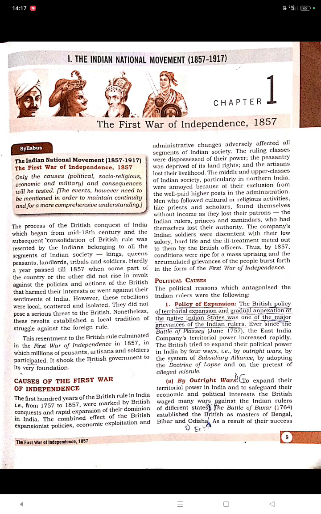However, these rebellions were local, scattered, and isolated. They did not pose a serious threat to the British. Nonetheless, these revolts established a local tradition of struggle against foreign rule. This resentment to British rule culminated in the First War of Independence in 1857, in which millions of peasants, artisans, and soldiers participated. It shook the government to its very foundation.